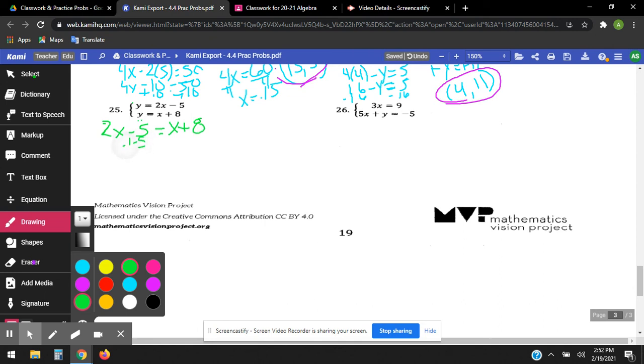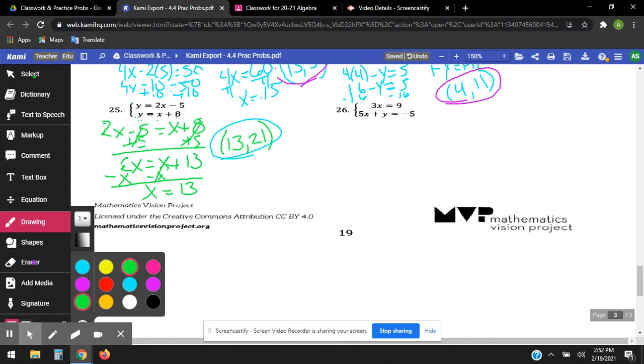So if I add 5 to both sides, 2x equals x plus 13. Oh, I shouldn't have crossed those out. Minus x, x equals 13, right? I'm left with 1x. So if x equals 13, well, 13 plus 8 is 21. So my coordinate must be 13 comma 21. All right, let's do my last one.